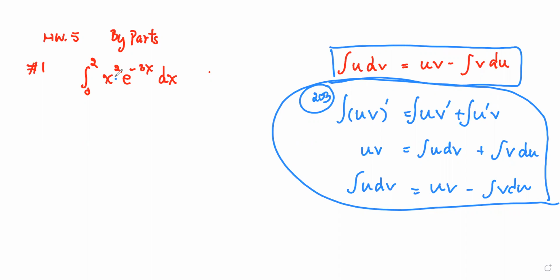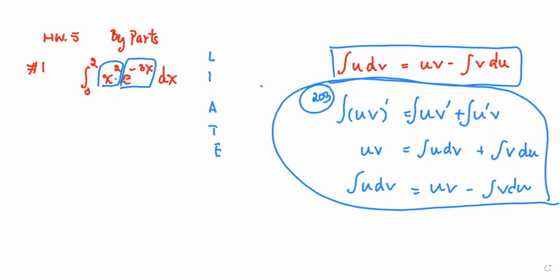One of the tips for doing by parts is to identify the function type. If you already checked the notes, Natalie, it is LEAD. Did you recall this acronym, LEAD? Yeah, I did. So from the integrand you have x squared and e to the power negative 3x.